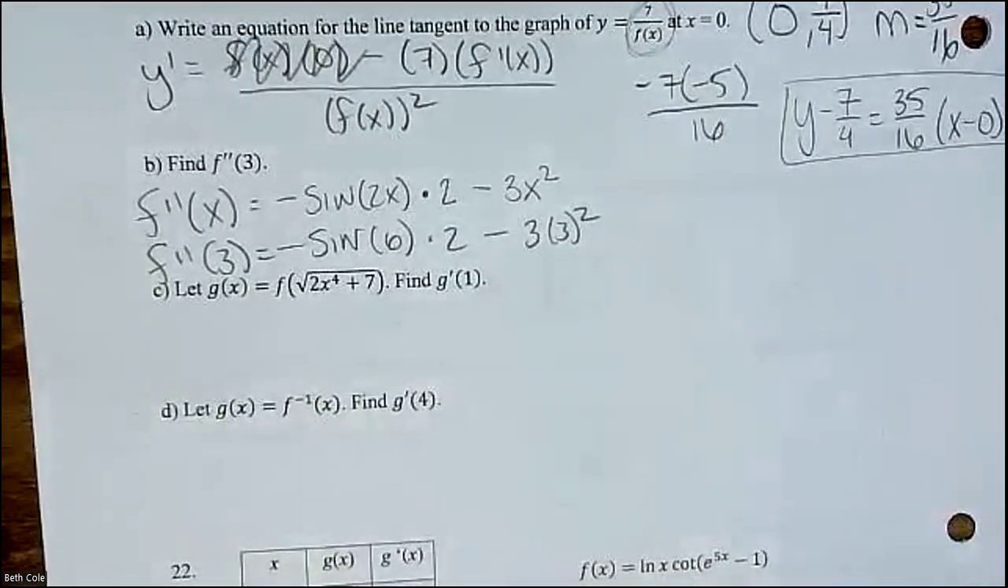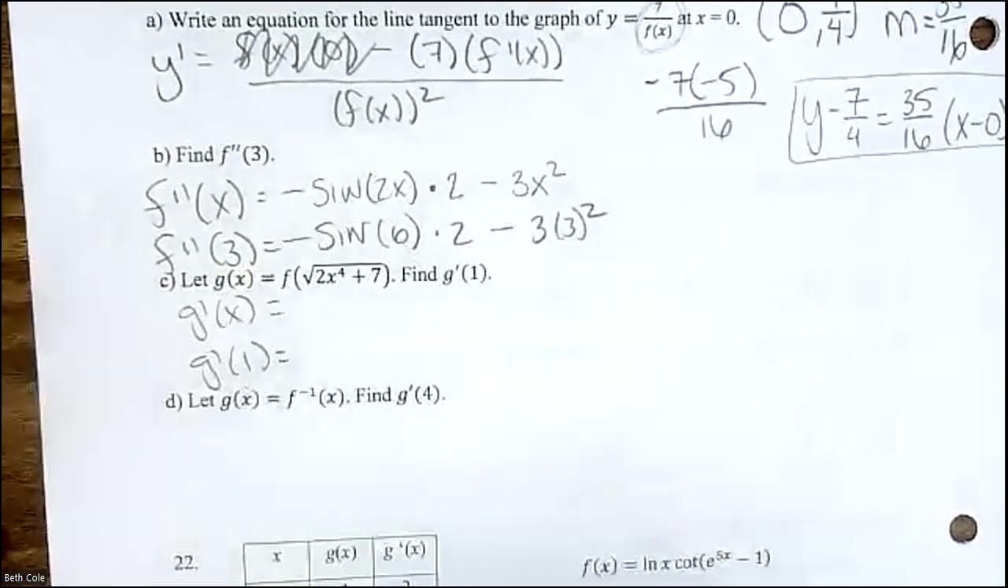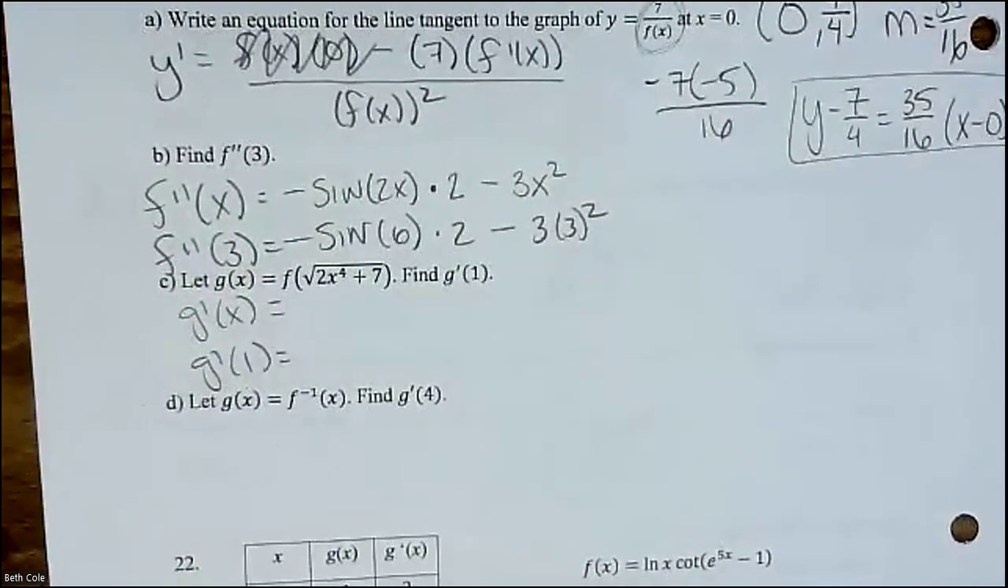All right, g of x equals that lovely thing. Find g prime of 1. All right, so we're going to find g prime of x. We're going to plug in 1. Write them separately. That'll prevent linkage errors.